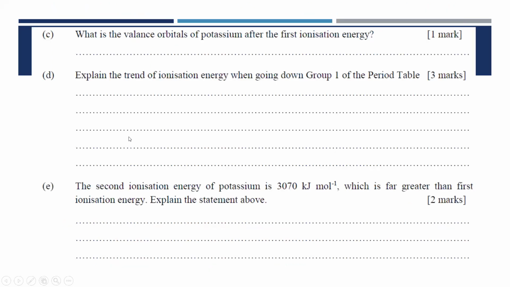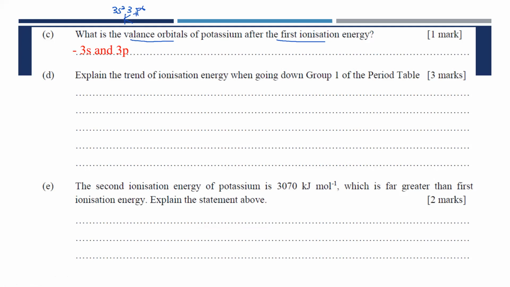Okay, next one is C. What is the valence orbital of potassium? So please, valence orbital of potassium after first ionization energy. So we are talking about valence orbital for K+. Originally K is 4s1, K+ will become 3s2 and 3p6. But we don't want 3s2, 3p6. We only want the valence orbital. So the valence orbital here is 3s and 3p. So be careful with the terms that they use in the questions and answer accordingly.